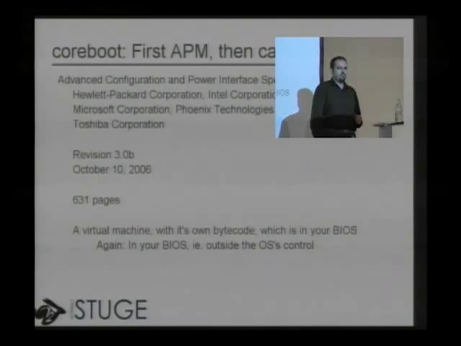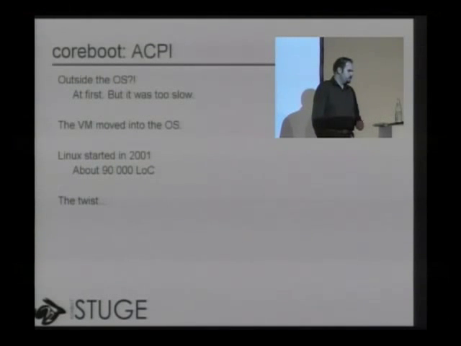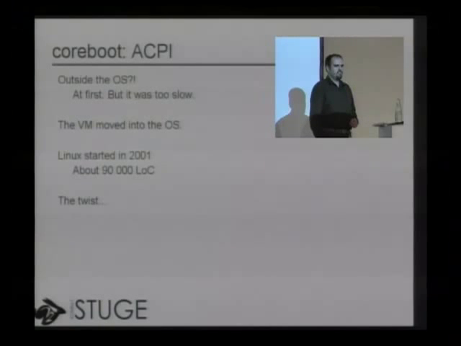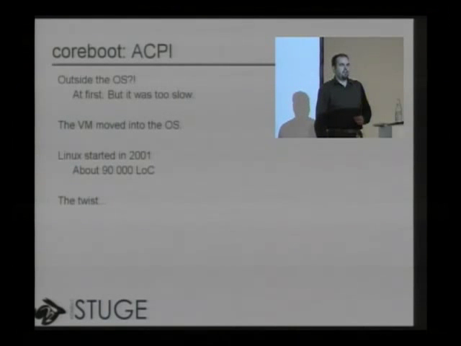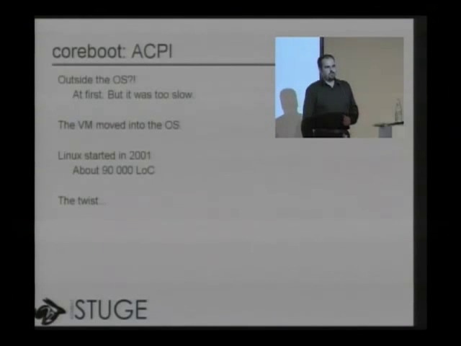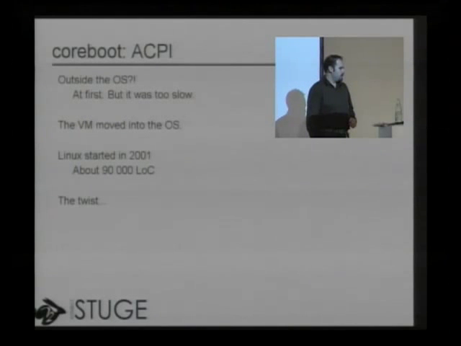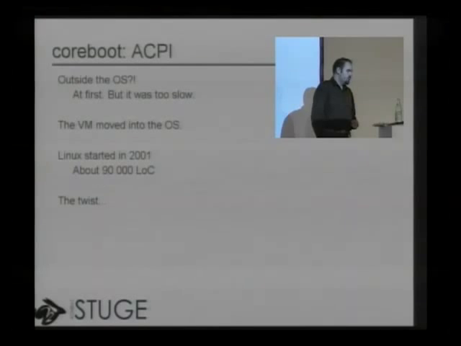And among other things, it specifies a virtual machine, has its own bytecode, and it runs in the BIOS. So it's in the BIOS, it's outside the operating system. Really outside the operating system. Yes, at first they did it that way, but it turned out it was too slow. The numbers I've seen was a 5% performance hit from having this virtual machine in the BIOS.